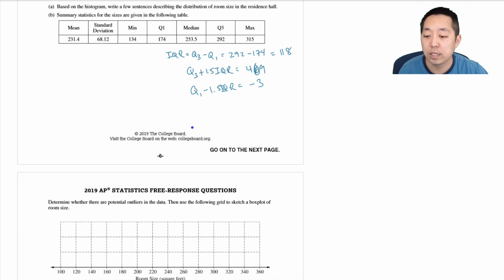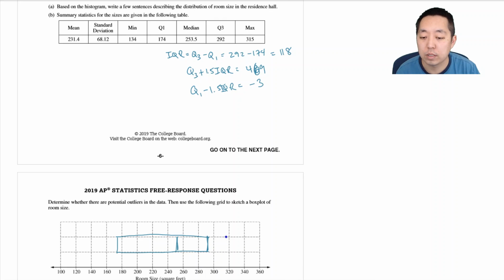So we just simply plot the median, which is at 253, around here. That's a line. Q3 is 292. Let's see, it's about 290, so 292 would probably be about there. Q1 is 174. This would be 170, and then halfway about there. That's roughly what I would draw. And then my max, 315, is about there. And then the minimum is 134. 134 is about there.